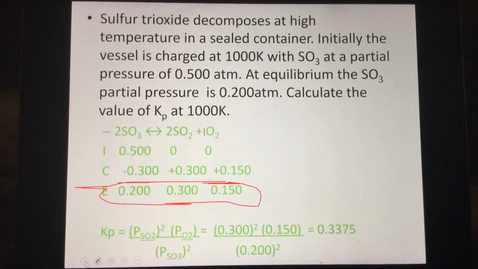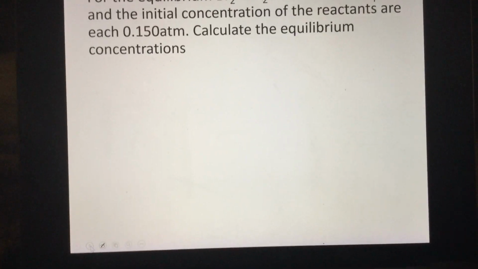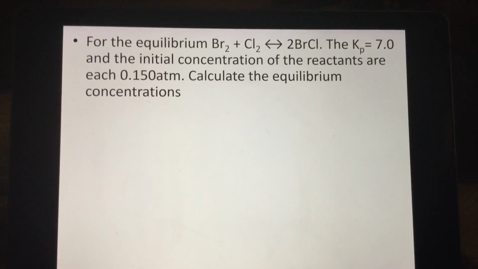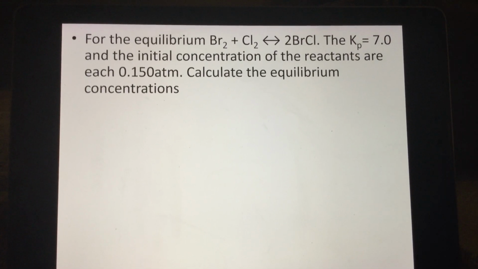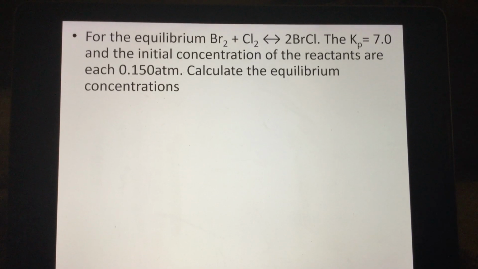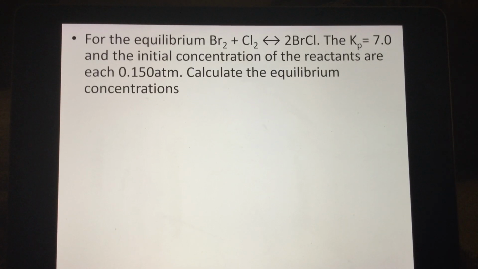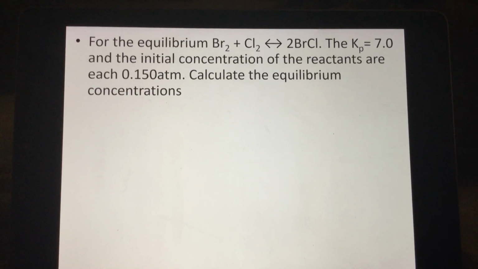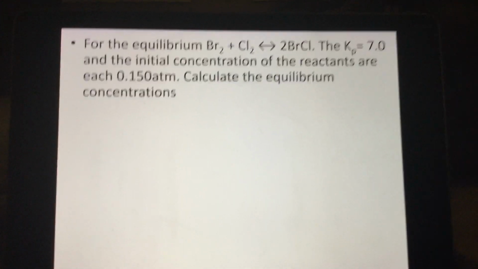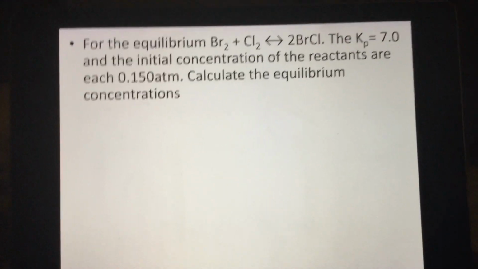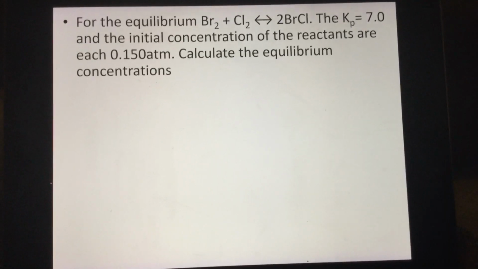So that one's a pretty straight up reaction. The second reaction gets a little more complicated. Here we have bromine and chlorine forming 2 BrCl, and it gives us the equilibrium constant this time of 7.0. So besides the equilibrium constant, it says that the initial concentration of the reactants are each 0.15 atmospheres, and what we're going to try and figure out is the equilibrium concentrations of all of these substances.